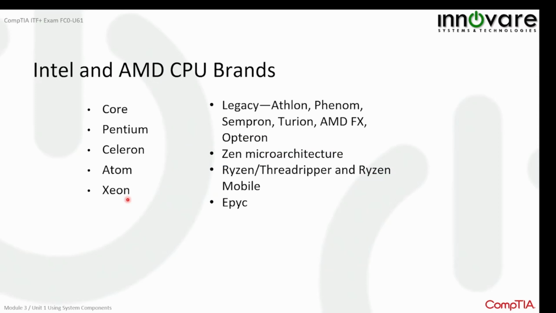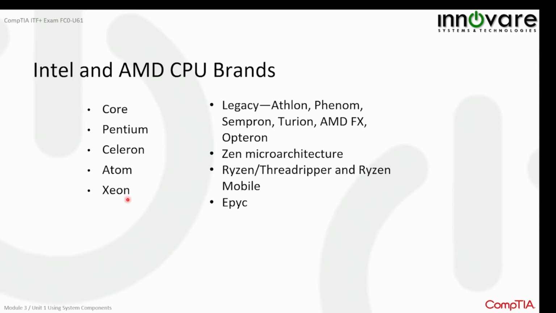Ito, yung mga legacy na processor, they call it Athlon, Phenom, Sempron, Turion, Opteron. Ang iba dyan, I haven't heard. But if you are really detailed, may mga website dyan that you can actually check. Ano yung mga recent at saka yung mga phased out na, or sometimes they call it legacy. And then meron din tinatawag na Zen microarchitecture. It's all about processors, no?